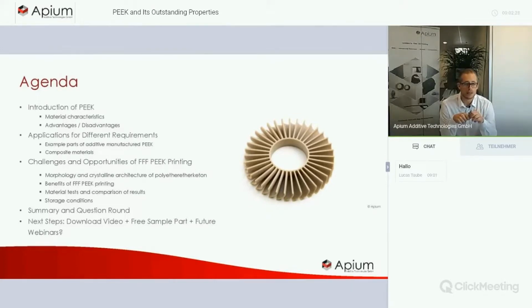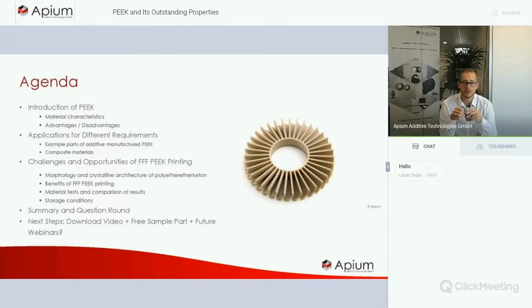I also want to highlight composite materials of PEEK. This is also something we have been looking into. And here we also have a lot of interesting properties where we can use PEEK composite materials. The next chapter then is challenges and opportunities of FFF PEEK printing. So the ones of you that have already printed PEEK or have some experience with this polymer, with polyether-ether ketone, know that it's not so easy to process these materials.